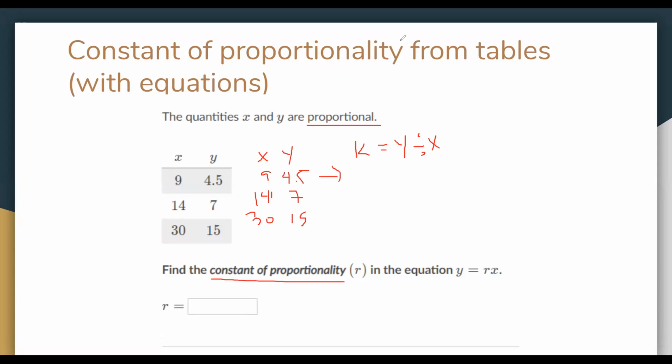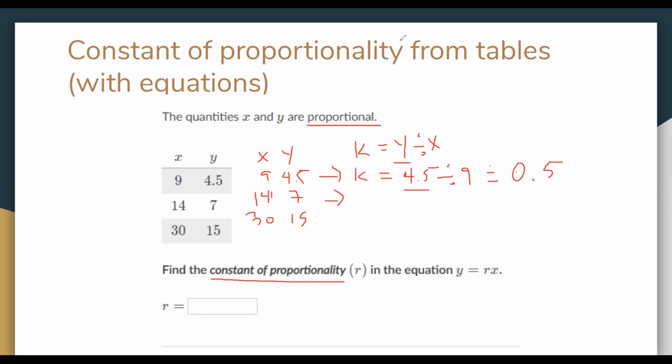So for the first one, k would just be the y value, which was 4.5, divided by 9. You're going to use your calculator to make sure you don't make any small errors. 4.5 divided by 9, you'll find to be 0.5, because you have to put the first number in the calculator first. Y goes in the calculator first, so 0.5.